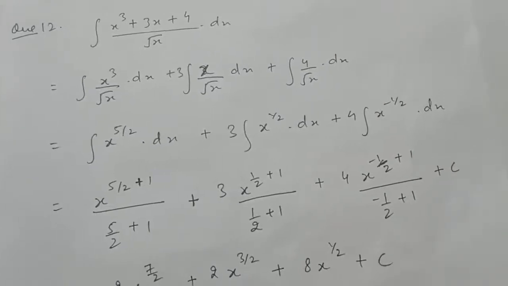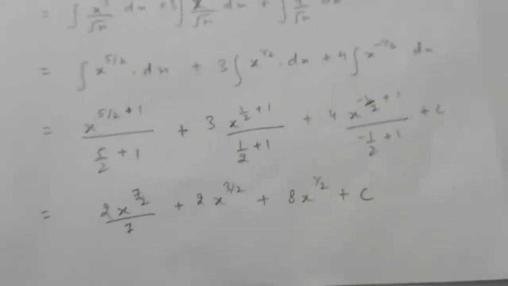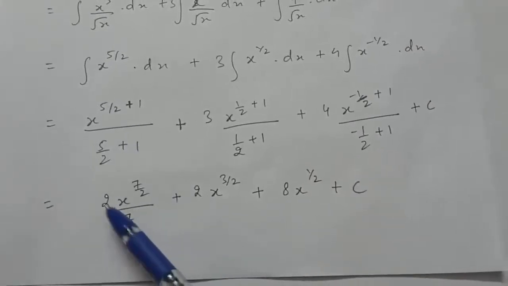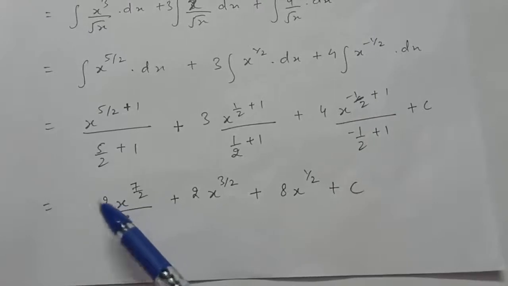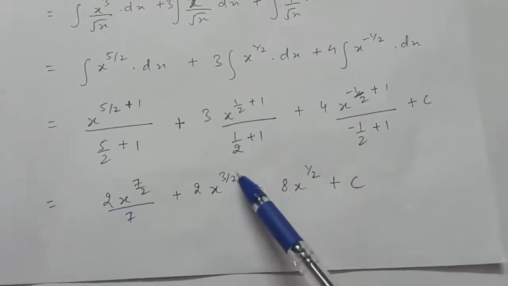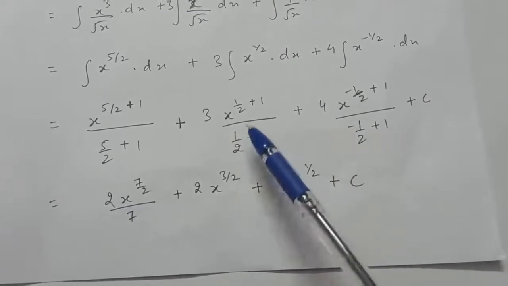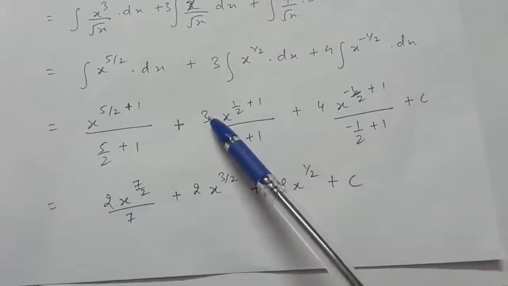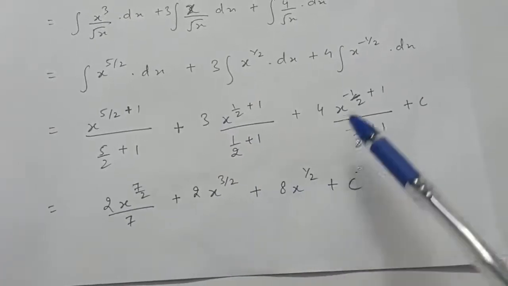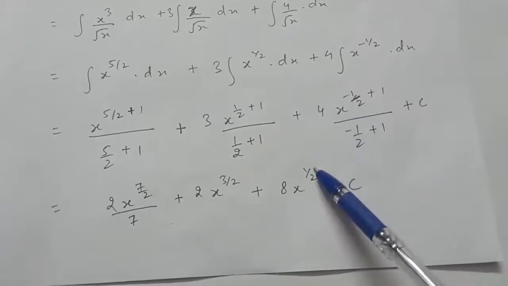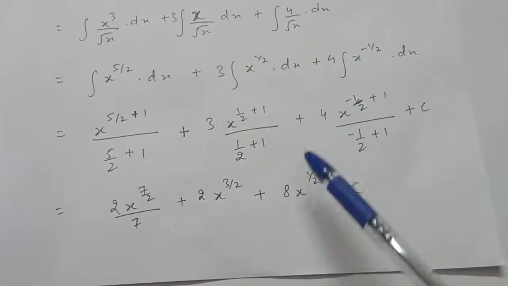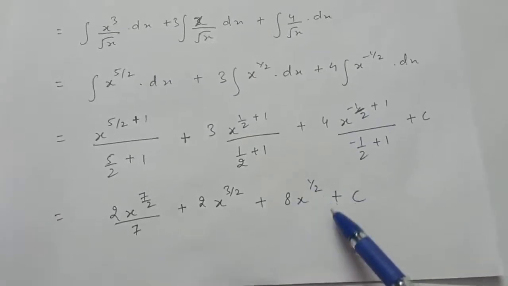Now solve this, so you will get x raised to the power 7 by 2 and in the denominator also 7 by 2. So 2 comes in the numerator, plus, now see here x raised to the power 3 by 2 upon 3 by 2. The 3 will get cancelled with this 3 and 2 will come in the numerator, plus, now this will be x raised to the power 1 by 2 and in the denominator 1 by 2. Here it is 4. So you will get 8 in the numerator, plus c.